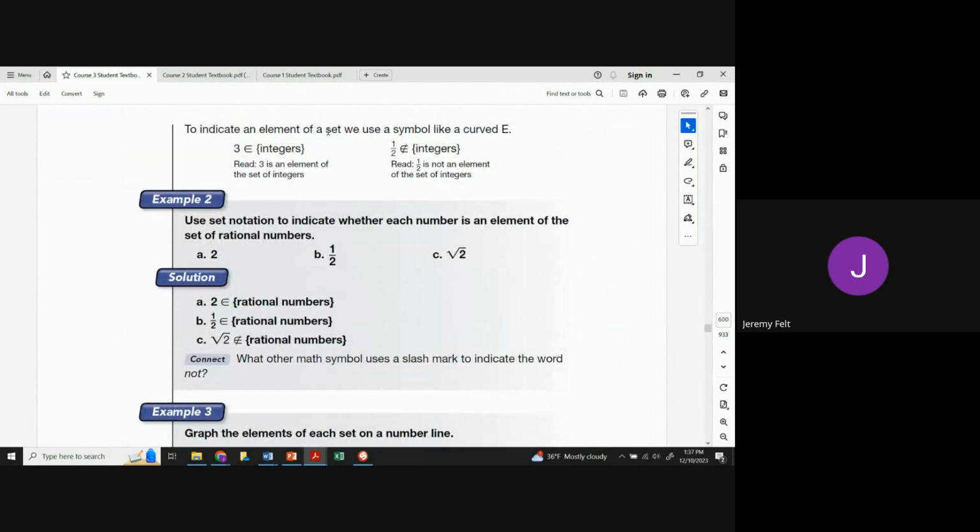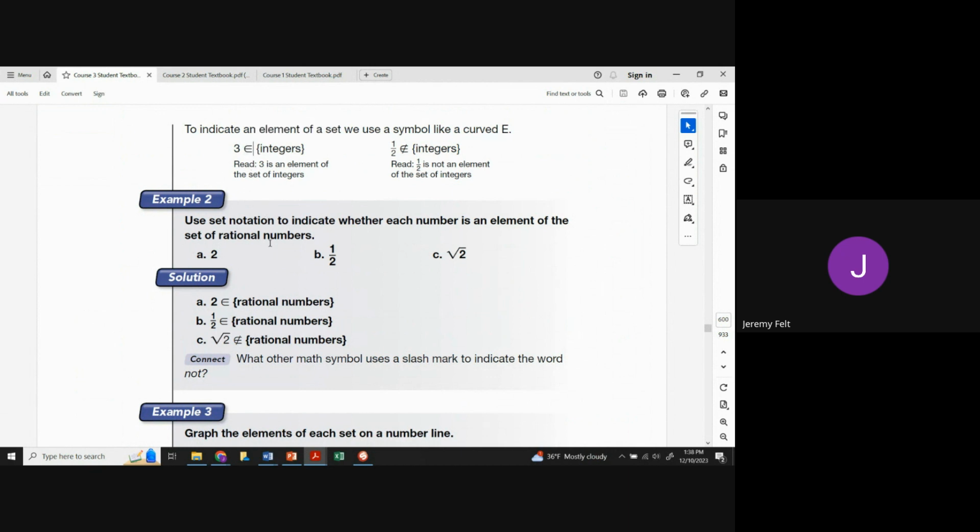So to indicate an element of a set, we use a symbol like a curved E. Okay, so E like element. 3 is an element of the set of integers. 1/2 now has the line through it because 1/2 is not an integer. It's not one of our whole numbers or its opposites, so it's not an element of the set of integers. This is one of our symbols that we need to know, an element.